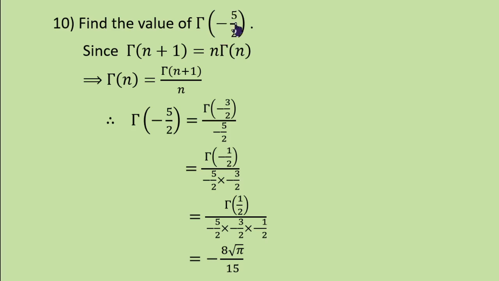So, if n is negative, use this technique. Gamma n is gamma(n plus 1) by n, and repeat this continuously until the number becomes positive. First, when you add 1, this is minus 3/2, again add 1, minus 1/2, again add 1, it is 1/2. Every time you add, that number comes in the denominator. Gamma half is root pi, and this denominator is 8, it goes to the numerator. Minus minus minus is minus, 3 into 5 is 15.